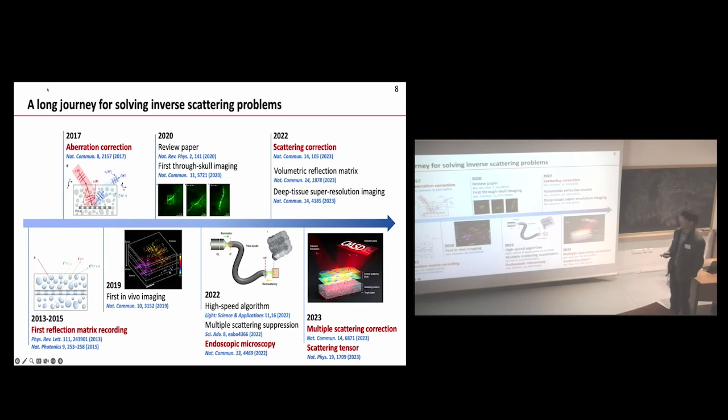So now we made a long journey, maybe about 10 years of solving this problem. We made the first recording of the time-gated reflection matrix more than 10 years ago. And then we solved the aberration problem. And then we went ahead and solved the scattering problem. And finally, we solved the multiple scattering problem. So I'm going to introduce each one by one.